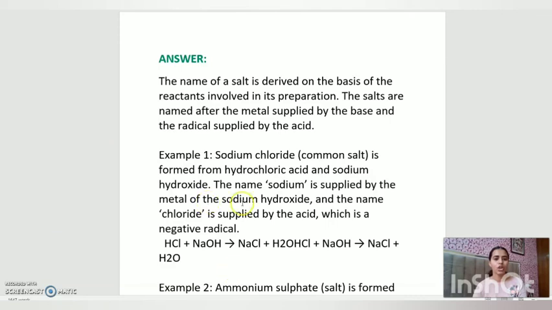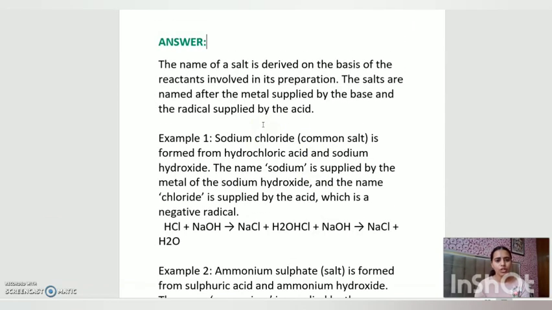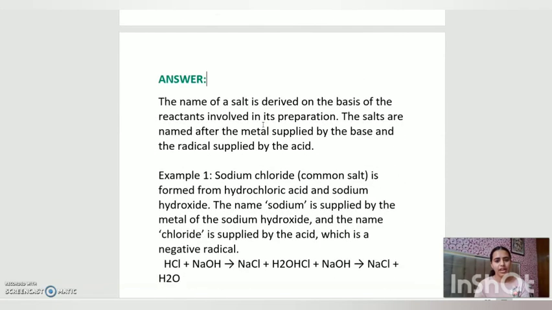So the name of a salt is derived on the basis of the reactants involved in its preparation. So, students, the salts are named after the metal supplied by the base and the radical supplied by the acid, right? So they have asked us for two examples, right? So we have to give two examples.